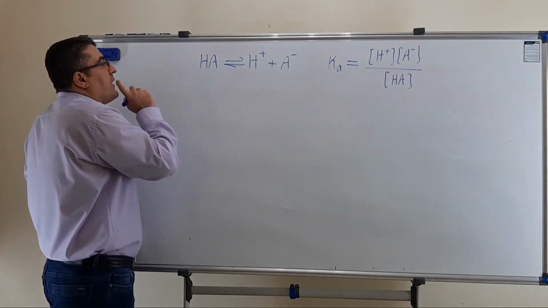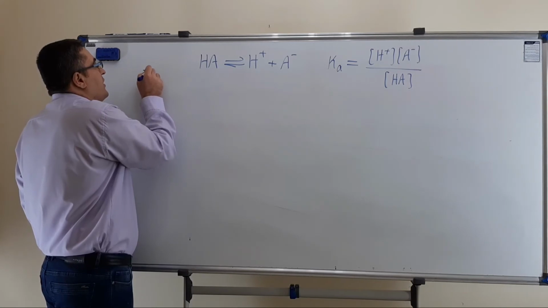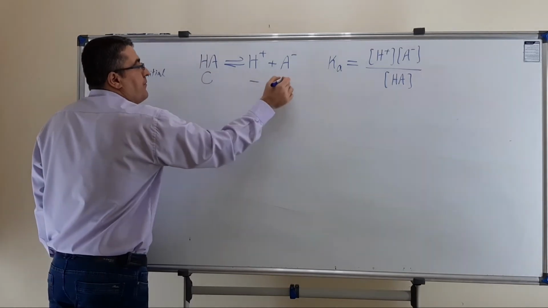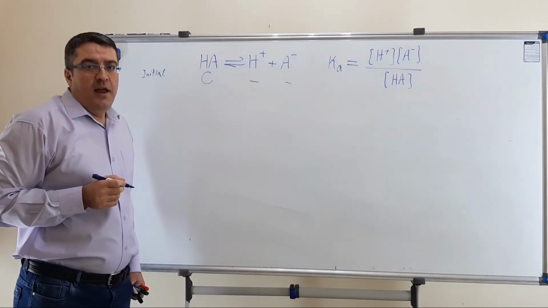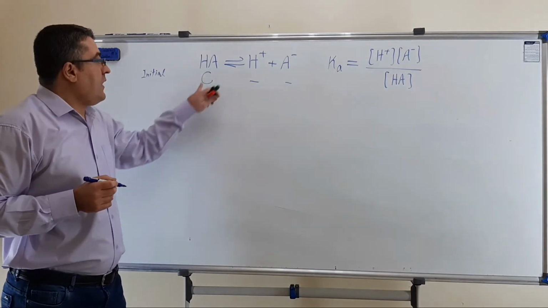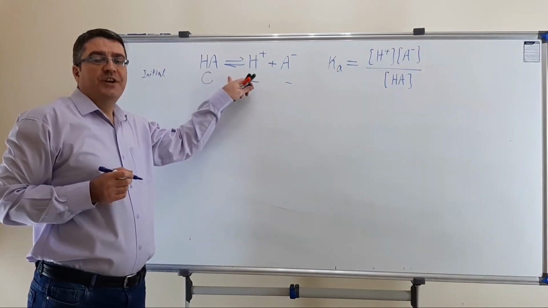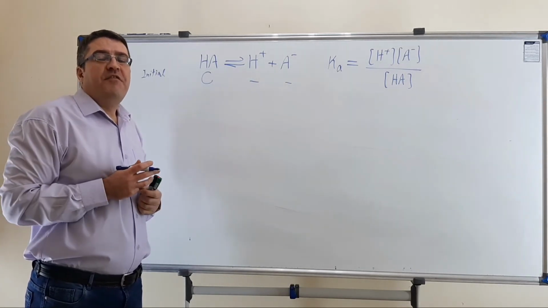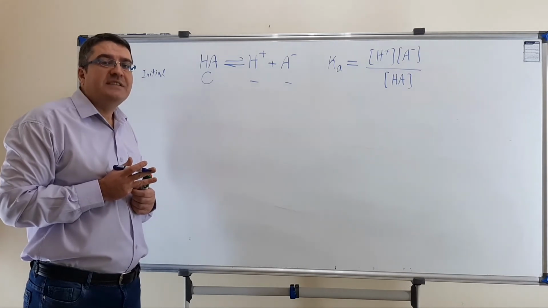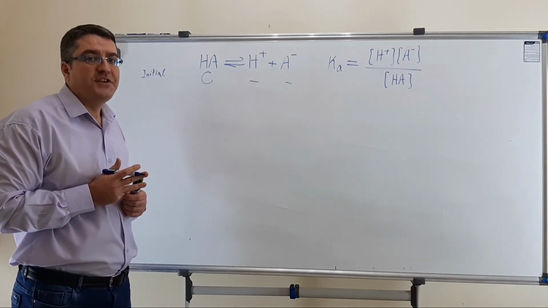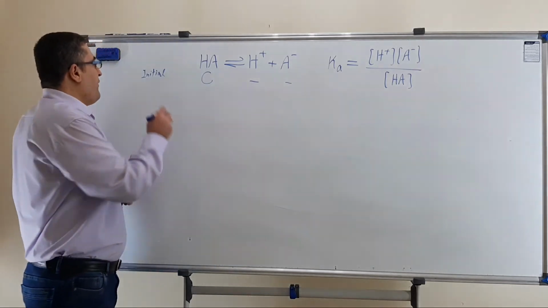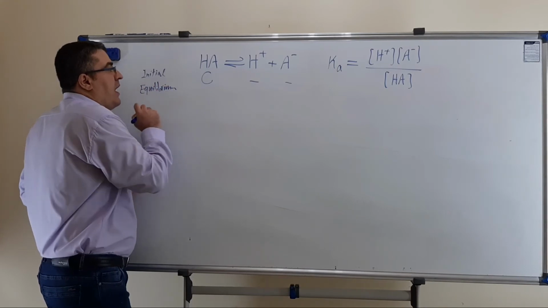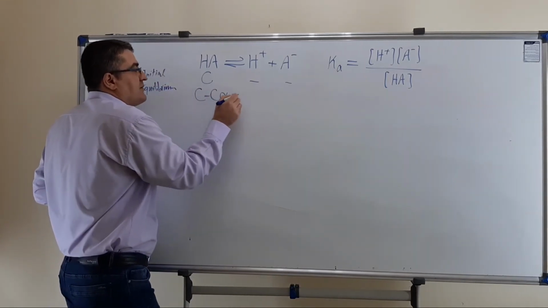Let's assume the initial concentration of HA to be C, and let's assume that its degree of reaction, its degree of dissociation, the fraction of acid which is dissociated at the equilibrium point is alpha. Therefore, at equilibrium, the equilibrium concentrations will be as follows.